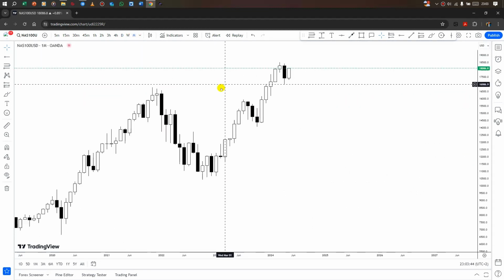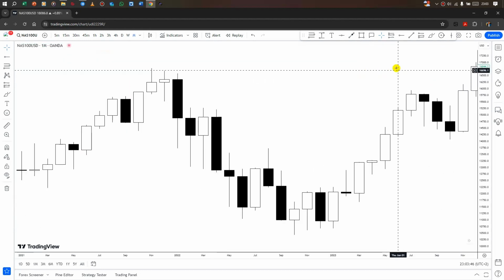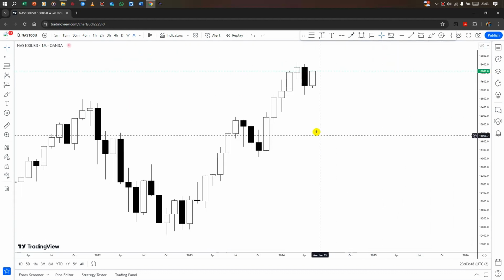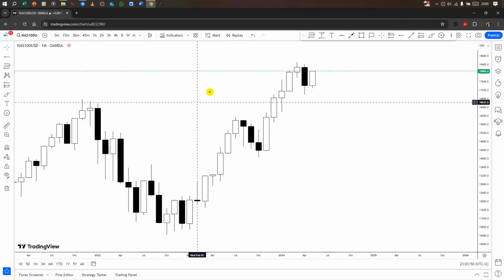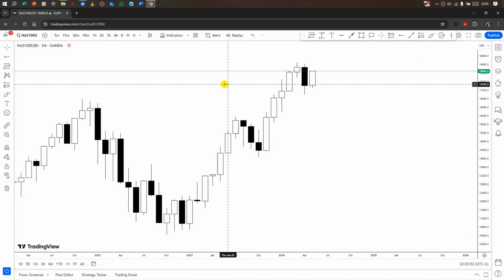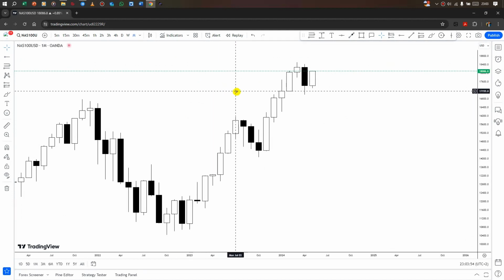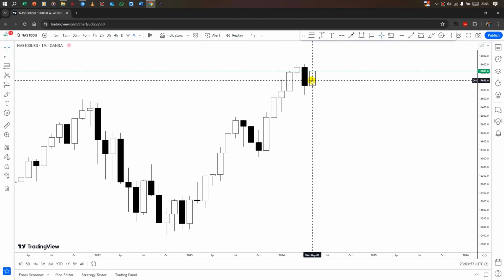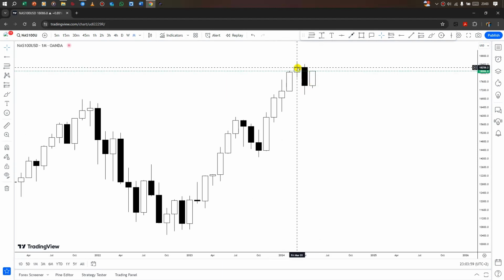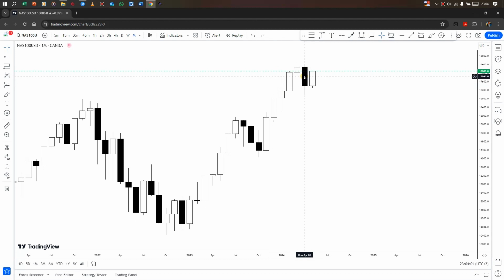So currently I'm on NASDAQ. As you can see, NASDAQ, your favorite. I'm currently on the monthly time frame. You can say that NASDAQ has been bullish the past 2 to 3 months. It was just the previous month, which is April, whereby it was bearish.